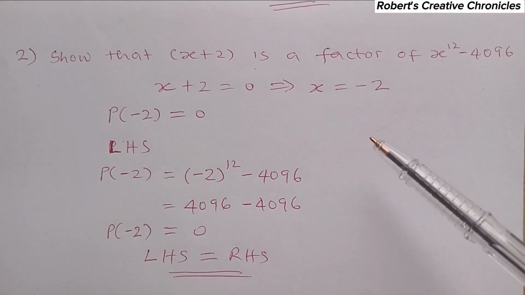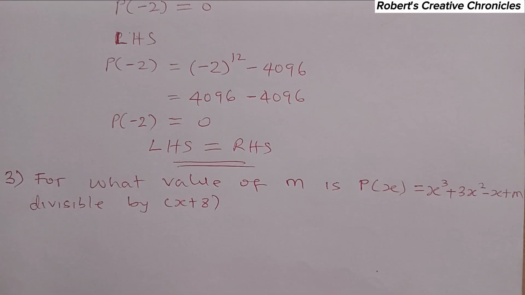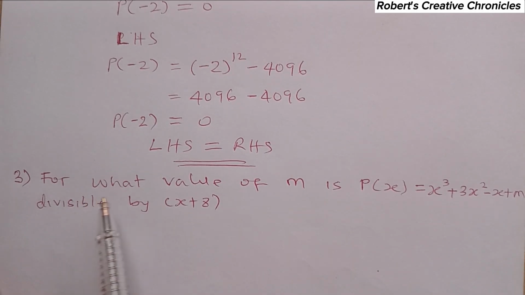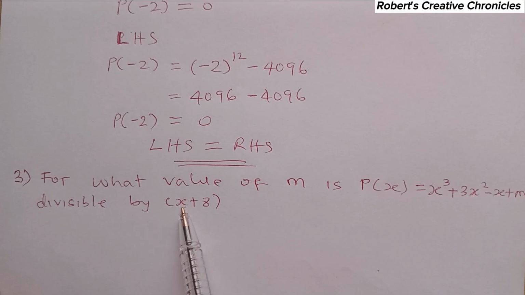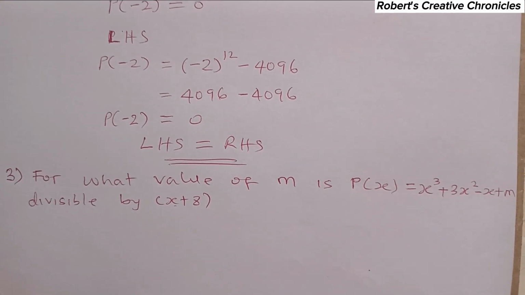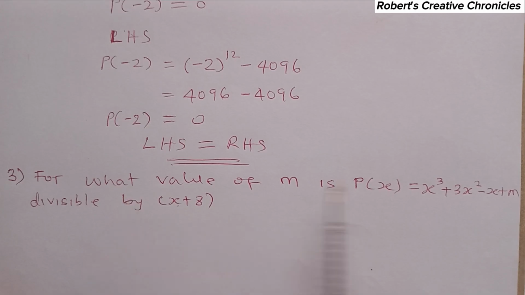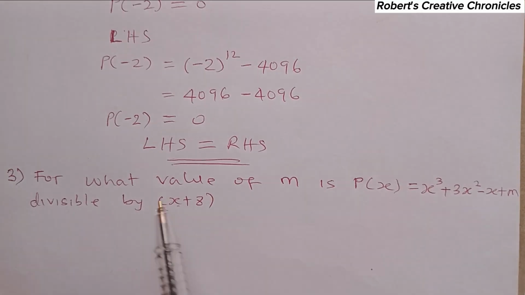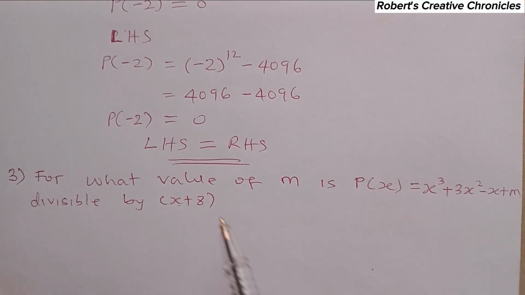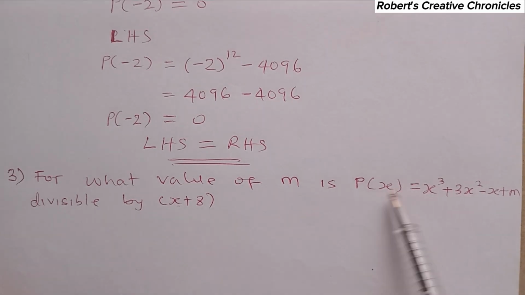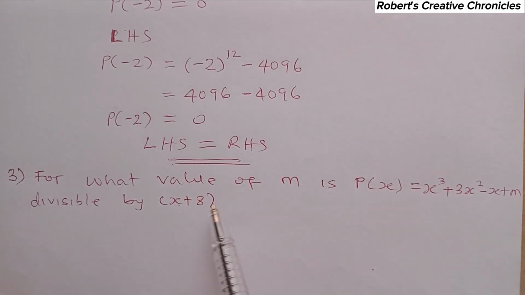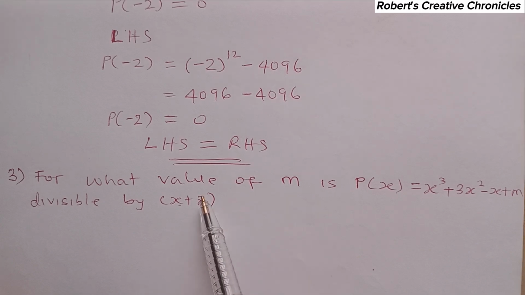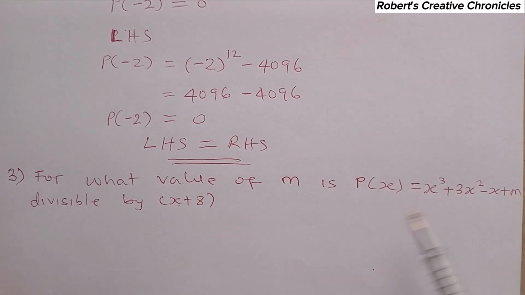Let's move to the last exercise, which is the third exercise. So here's the third exercise, and it states: for what value of m is this polynomial divisible by this? Since this is divisible by this, that means this is a factor of this, and this is a multiple of this. So, since this is a factor of this, when this one is equated to 0 and substituted in this, the remainder will be 0.